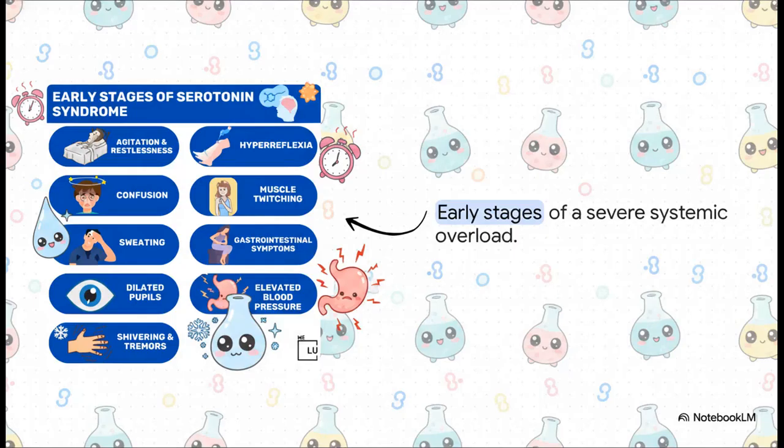In the early stages of this overload, you'll see a fast progression. It usually starts with heavy sweating and confusion, and ramps up to shivering and intense muscle tremors, what we call hyperreflexia. Recognizing these clinical signs really drives home that this isn't just a mild side effect. It's a full-blown medical emergency triggered entirely by a chemical clash.